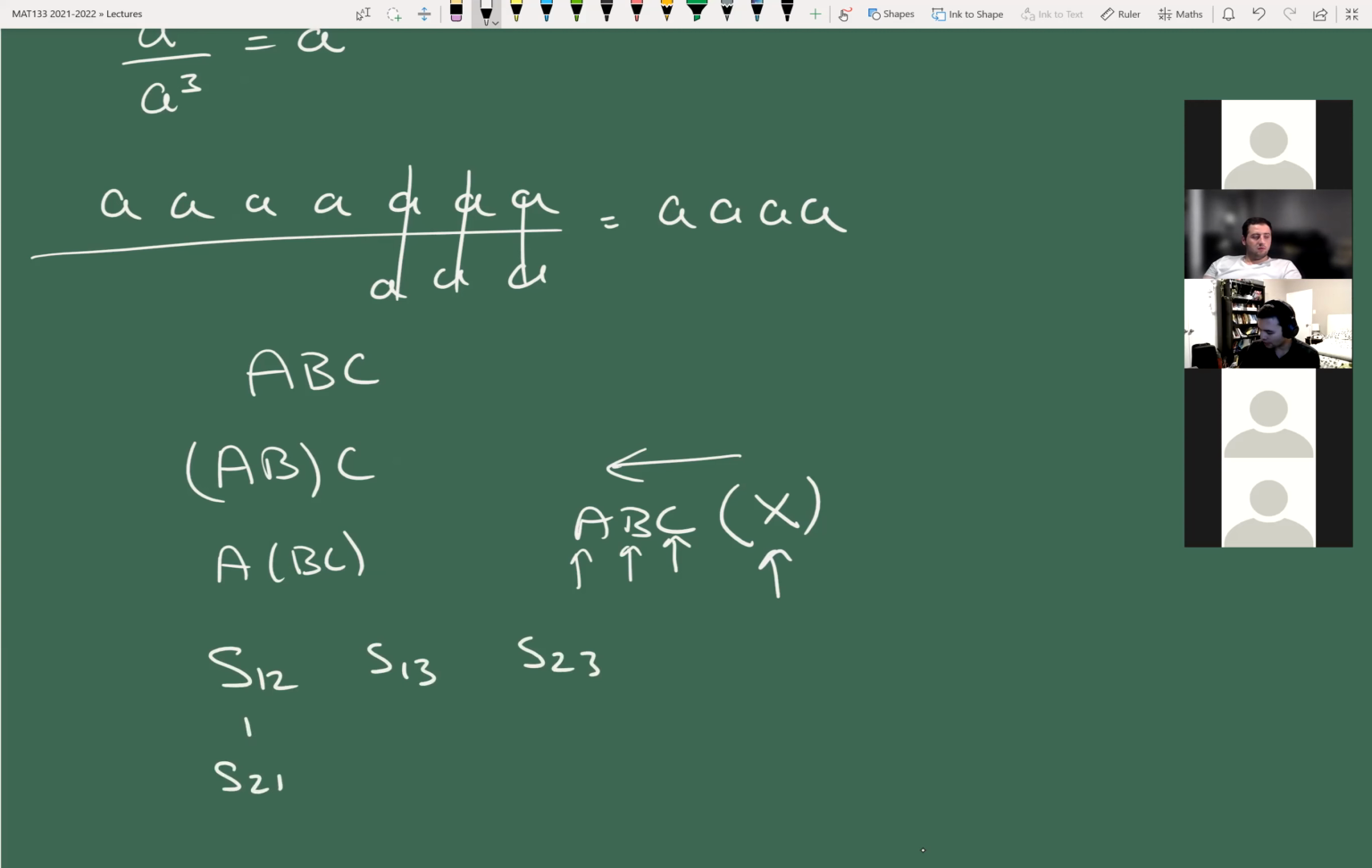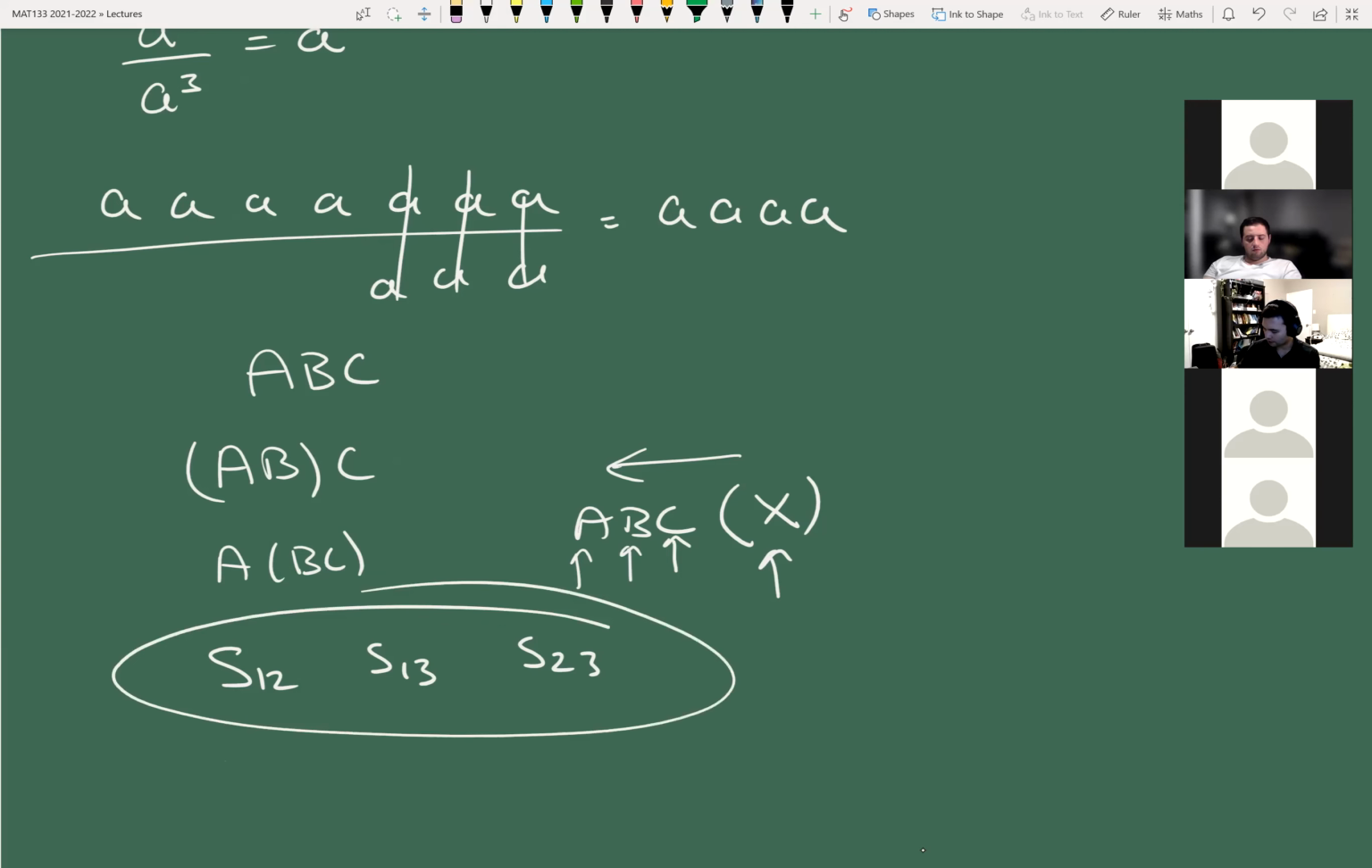And then you note S21 and S12 are the same, right? Like if I say flip rows 1 and 2, that's the same thing as flipping rows 2 and 1. So those are the same, and this is the same, and this is the same, right? So you don't have to compute these ones. There's only 3 that you have to compute. For the T's, there's 6 because T21 is different than T12. So you actually have to compute all of those.